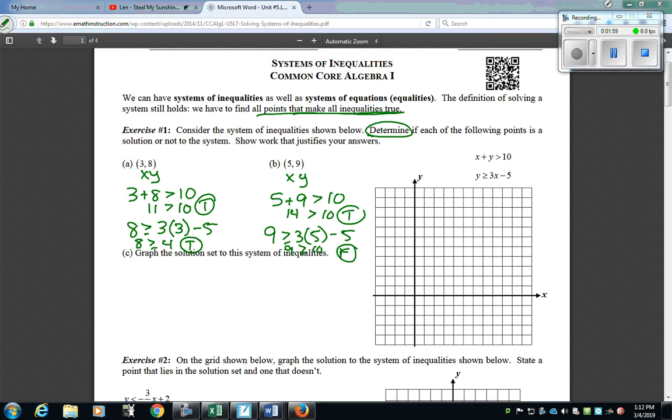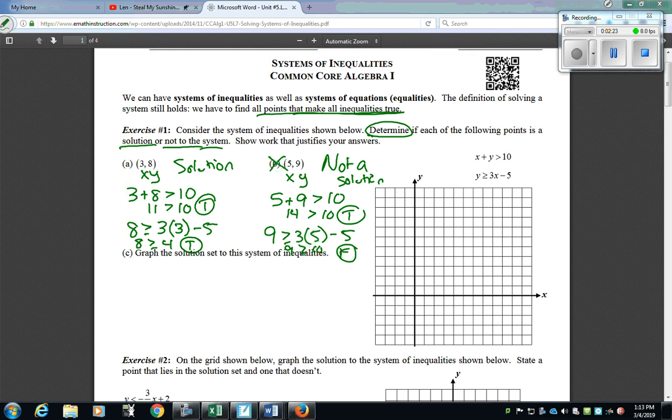So what that means is that B is not a solution, and this one is a solution. Because again, in the question, determine if each of the points is a solution or not to the system. So this one is, that one's not. They want us to graph the solution, so we've got to do that work for this question.